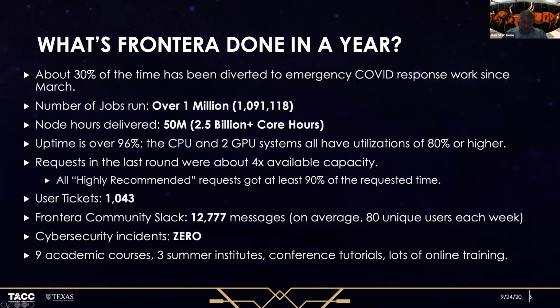Since I am going to talk about Frontera, and I had to do the annual review 2 weeks ago, I have all the stats on the first year of production that I can share. We've spent about 30% of the time since March on COVID things. Actually, there's a lot of DOE ties there. We run the Smiles pipeline from Argonne that then moves over to do the deep learning part on Summit. We've run about 1 million jobs, put about 50 million node hours out. Great uptime, great utilization, good on cybersecurity, few enough projects that we actually have a Slack community to talk to users, and we do that thousands of times.